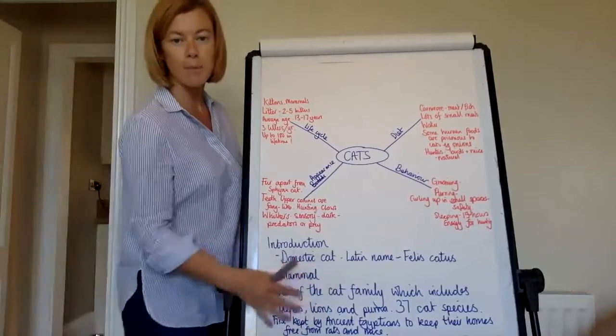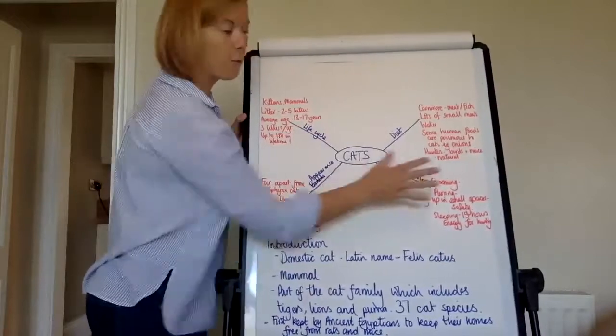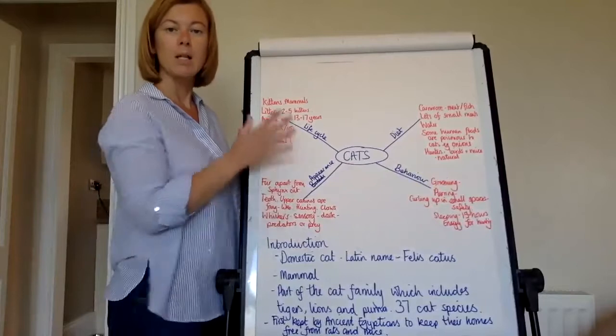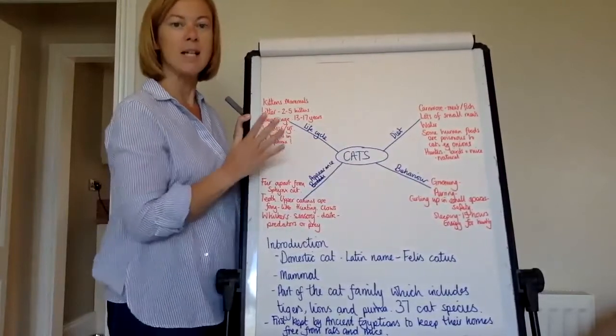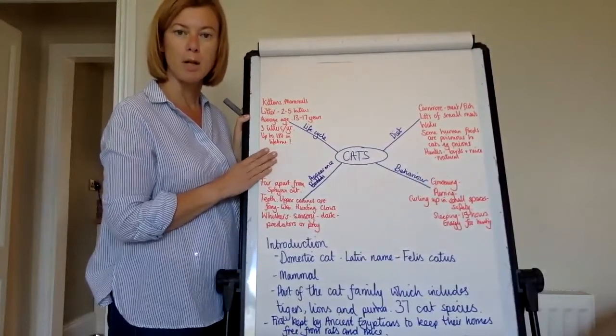So some general information about cats can all go in the introduction, and then I've got 1, 2, 3, 4 paragraphs with my information already planned out. So I'm good to go. You need to do your research now about hedgehogs, get it all organised so you're ready to use it to help you with your writing tomorrow. Good luck.